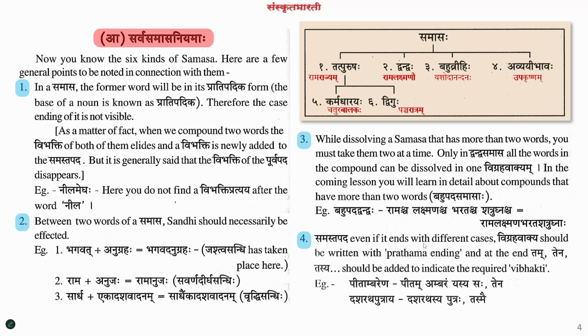Yeah. In a Samastapada, even if it ends with different cases, the Vigraha Vakya should be written with a Prathama ending, and at the end, the Tam, Tena, Tasya, Tad Shabdas, the other Vibhakti translations, of course in Pullinga or Strilinga as required. Here they have just shown some Pullinga examples. They should be added to indicate the required Vibhakti.